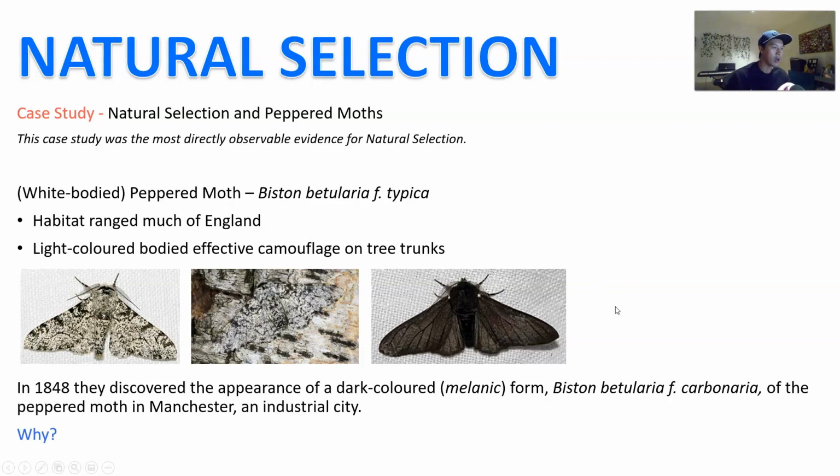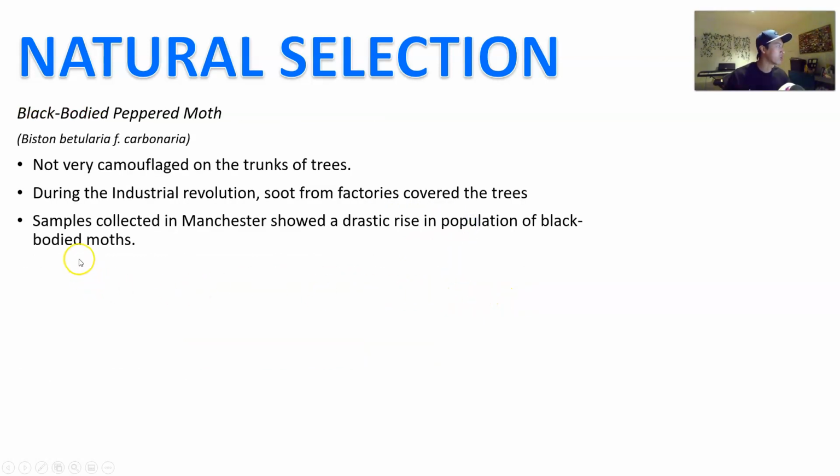And at some point in 1848, they discovered the appearance of a melanic form, or a dark-colored peppered moth, the same species essentially, but this dark moth appeared first in Manchester, which is an industrial city. And then that kind of begs the question, why? Why did this subspecies all of a sudden appear with a very dark or melanic form? And really the reason for that, if you think about it, the dark ones are not very good at camouflaging on the trunk of trees. However, during the Industrial Revolution, there was a lot of soot that came out from the factories and that ended up covering the trees.